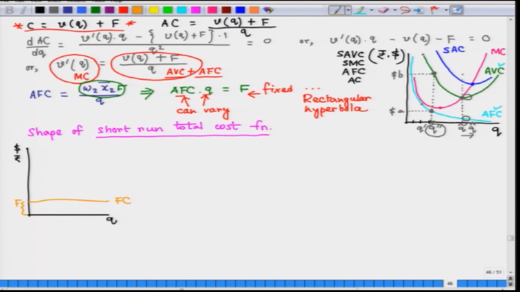Now let me draw the total variable cost curve. If I then add them up vertically, we will get the total cost curve. How my total variable cost curve is going to look is the question, and the answer lies with the marginal cost curve. So, let us have a look at the shape of the marginal cost curve here.